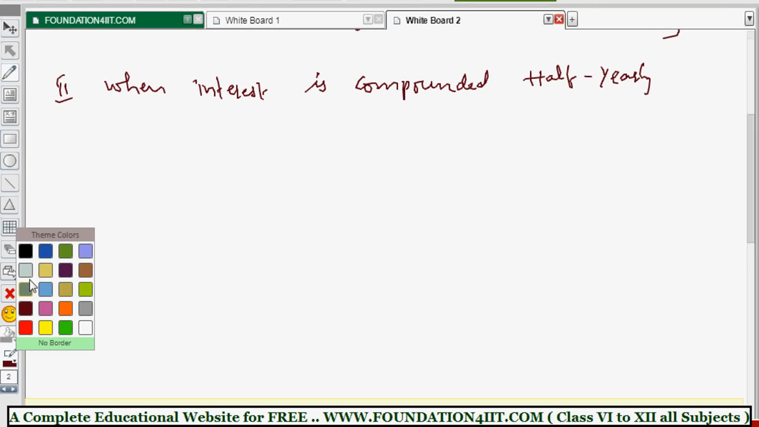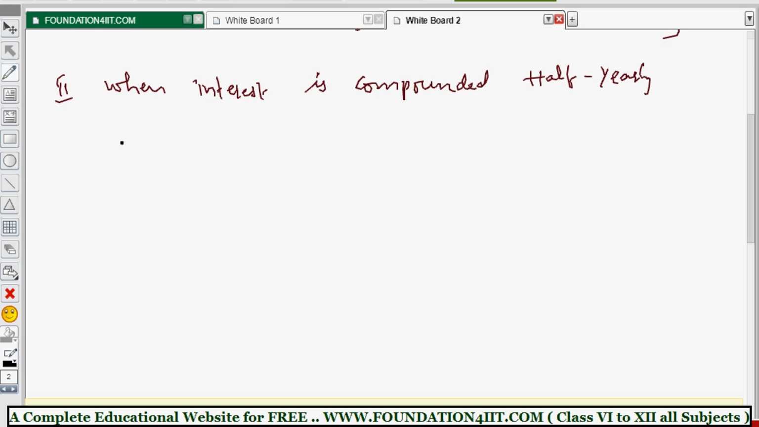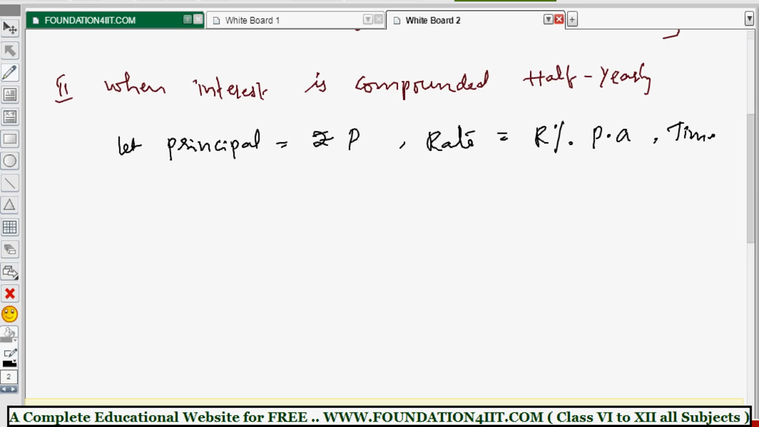Okay, let me show you how to take the given data. Let principal be rupees P, and rate is equal to R% per annum, and time is equal to n years. Whenever this is given, what do you have to change? If it is compounded half yearly, principal has no change. So principal is equal to the same P itself.